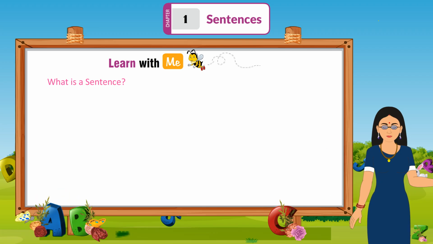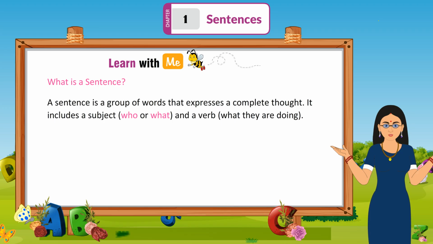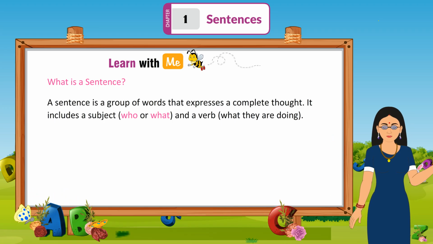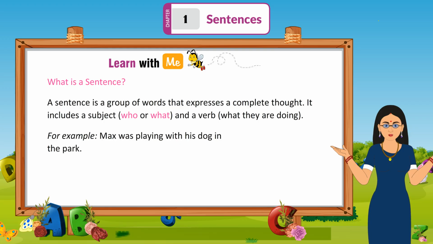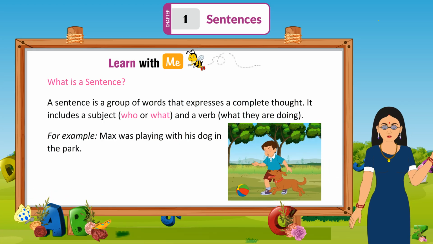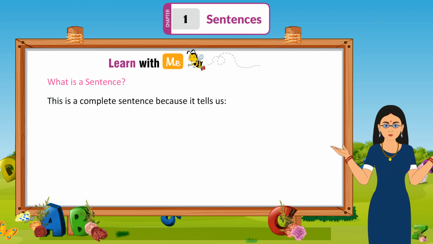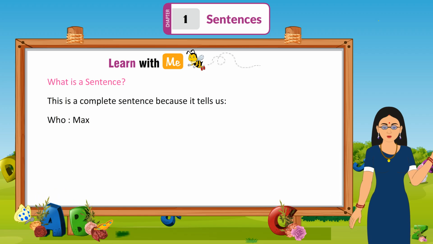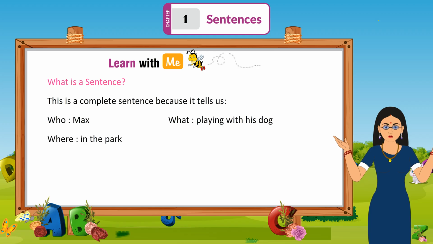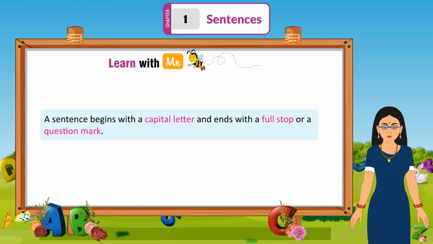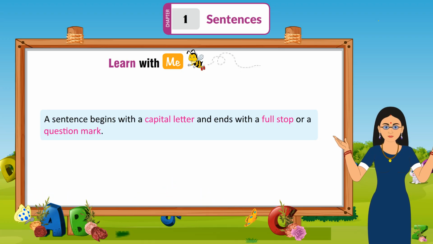What is a sentence? A sentence is a group of words that expresses a complete thought. It includes a subject and a verb, what they are doing. For example, Max was playing with his dog in the park. This is a complete sentence because it tells us who, Max. What, playing with his dog. Where, in the park. A sentence begins with a capital letter and ends with a full stop or a question mark.